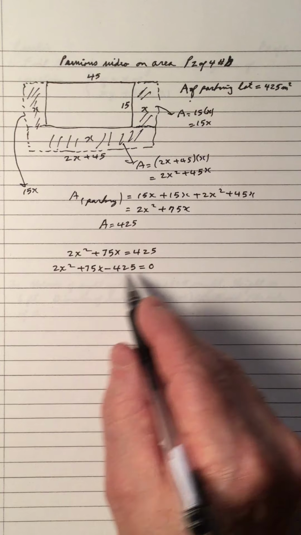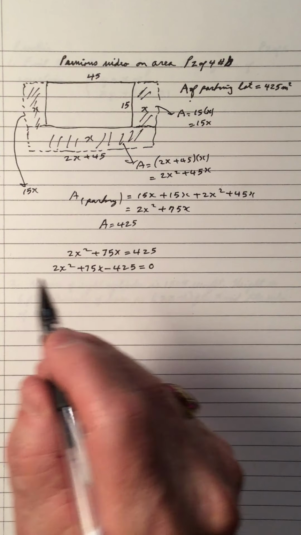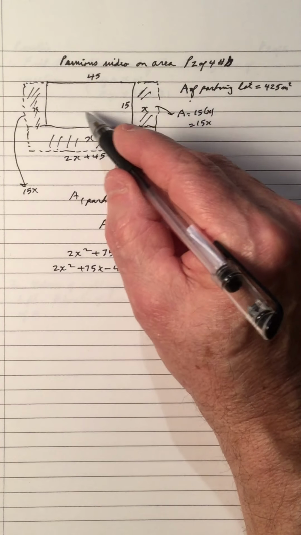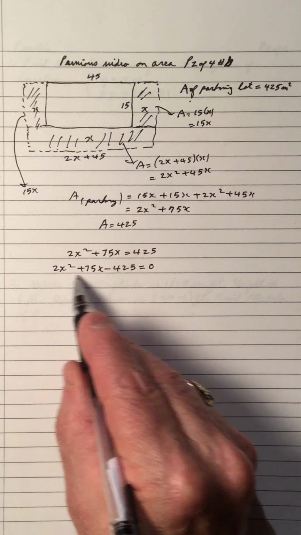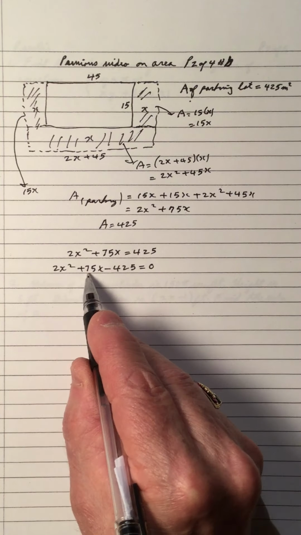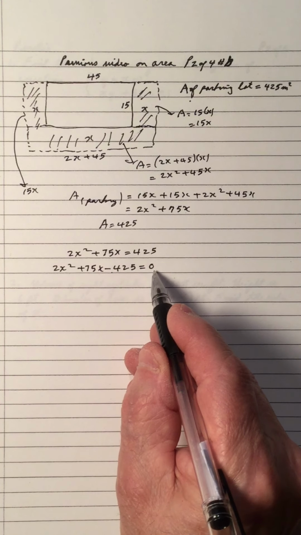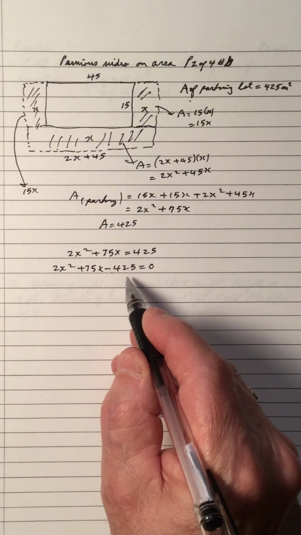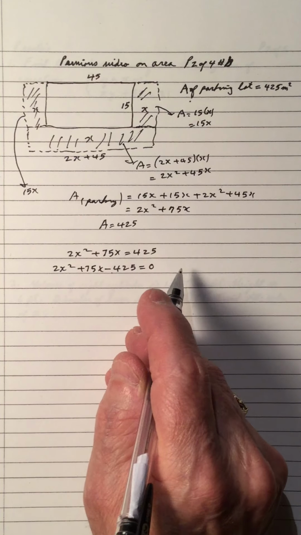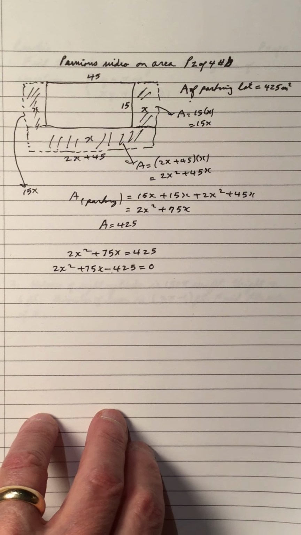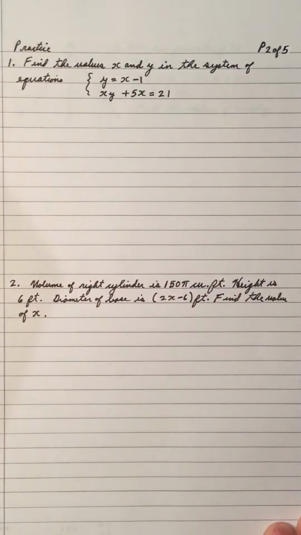So if you check that equation from the previous video, where I derived the equation by adding up the areas, I still came to this equation, 2x squared plus 75x minus 425 equals 0, and I solved it by the quadratic formula. So just check that out, and two ways to do it. And let's do some extra problems.